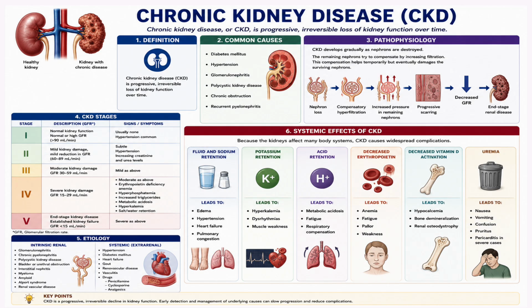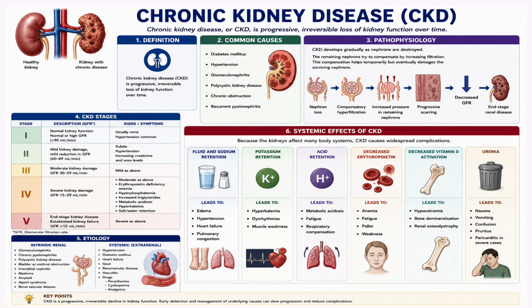Reduced erythropoietin, because remember we said one of the functions of the kidney is to produce erythropoietin, which leads to making blood in the body. So if erythropoietin production is decreased, this can lead to anemia and fatigue. Impaired vitamin D activation, because the kidneys also activate vitamin D. This can cause hypocalcemia, because the calcium cannot be absorbed without activated vitamin D, and can also cause renal osteodystrophy.